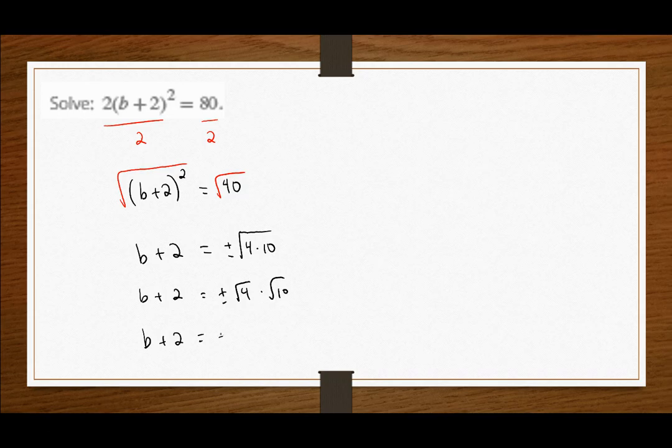Simplifying even further, we get 2 square root of 10. And lastly, moving our constant to the other side gives me a solution of b is equal to negative 2 plus or minus 2 square root of 10.